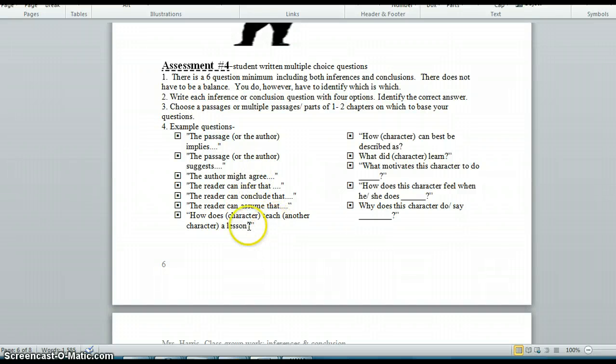How does a character teach another character a lesson? How can a character best be described as? A, B, C, D. Try for the D. What did the character learn? What motivates this character to do A, B, C, D? How does this character feel when he or she does A, B, C, D? Multiple answer choices. Why does this character do or say A, B, C, D? You need to give me the answers. I need the answer key.